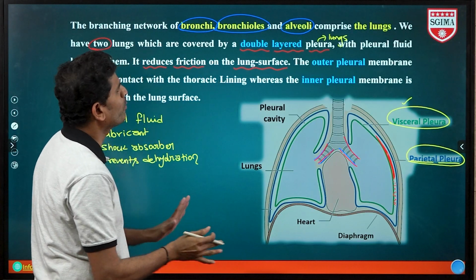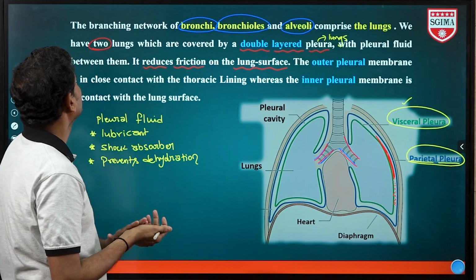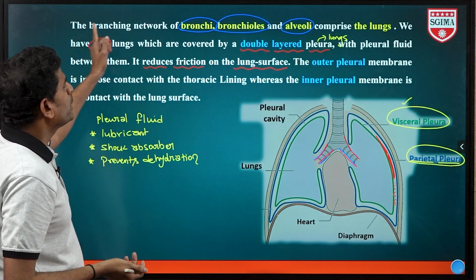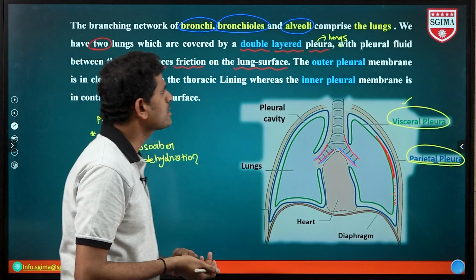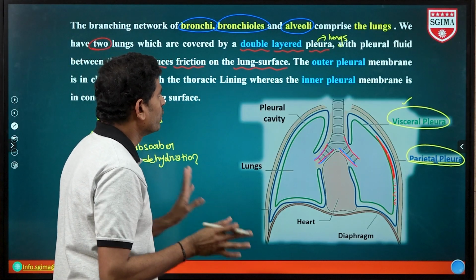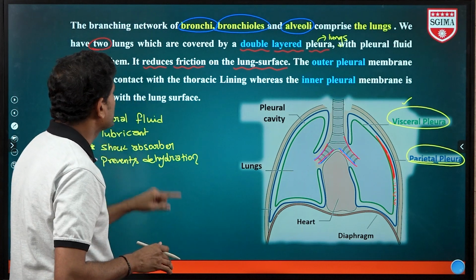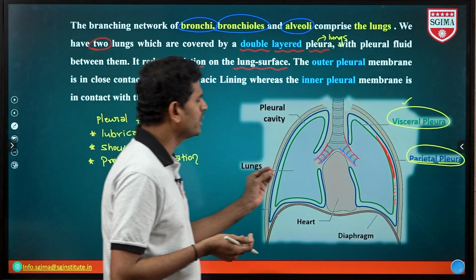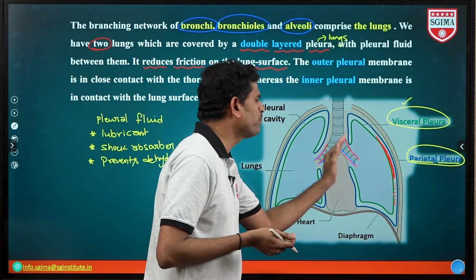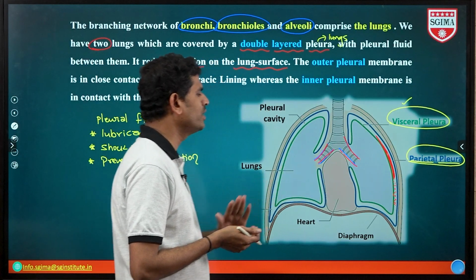Okay, so these are the points they clearly mention here. Let us see once again what they have given. The lungs comprise alveoli and bronchioles, their branches, and next one is bronchi, also present. But you have to remember that for the primary bronchi, some portion will be outside of the lung and most of the portion will be inside the lungs.